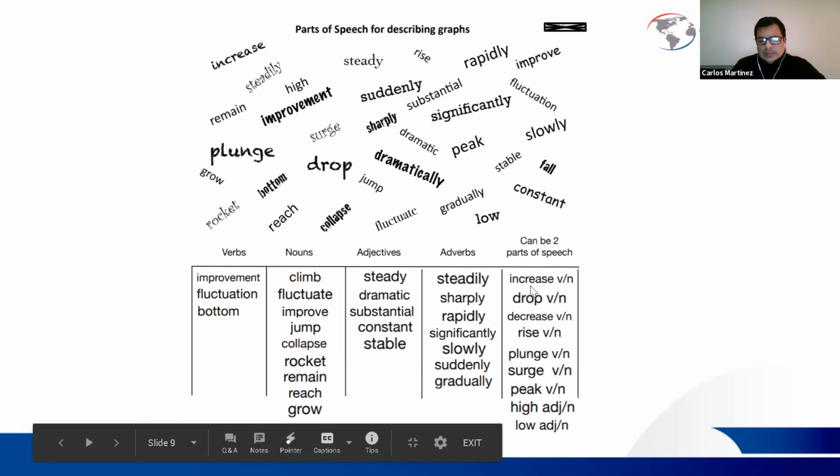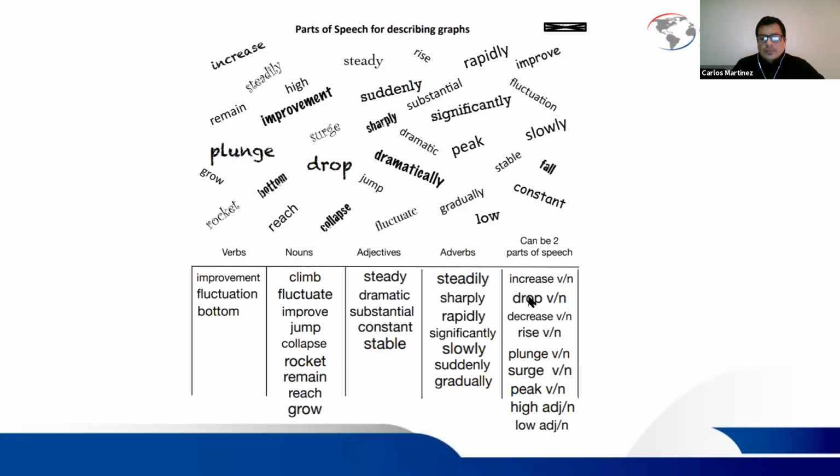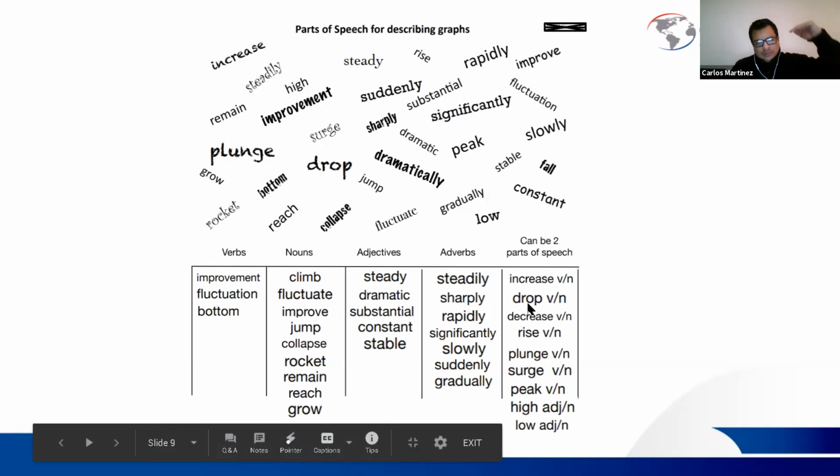And then we have increase, you know, an increment. Drop is the opposite of increase when it goes down, the same as decrease. Okay, the only difference with decrease is that it's a higher pace. We have rise, it goes up. Plunge is like drop, but even worse. And surge is like rise, but even faster. And peak is like the highest point. Again, the same as high, and the opposite of high is low.